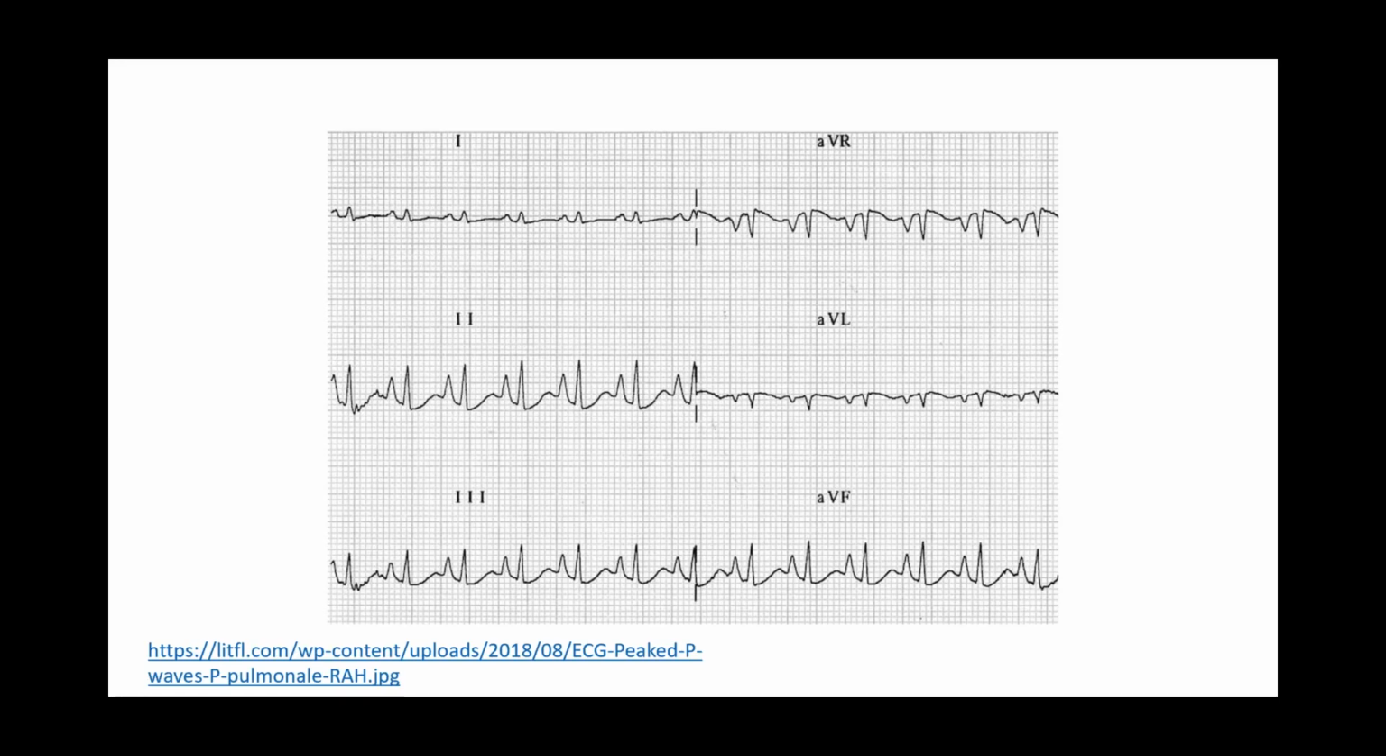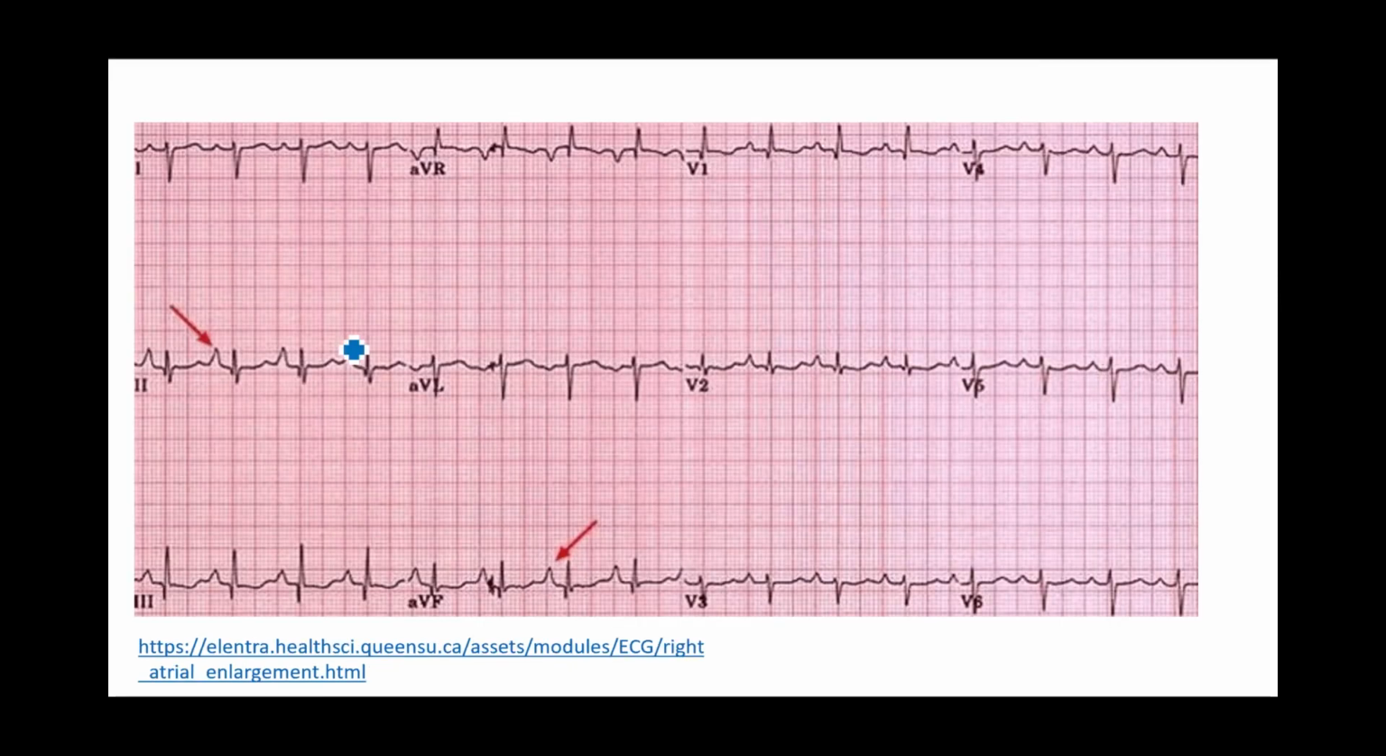This is a classic example of P pulmonale, or right atrial enlargement. As you can see, there is definitely peaking of the P wave in lead 2, but also in several other leads in this specific EKG. Here's another example of right atrial enlargement with the peaking of the P wave in lead 2.